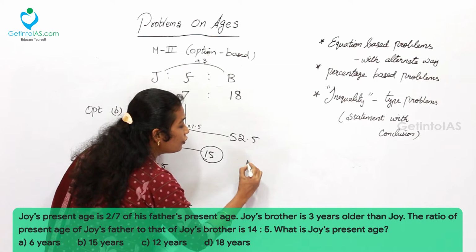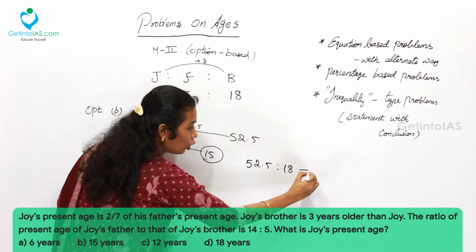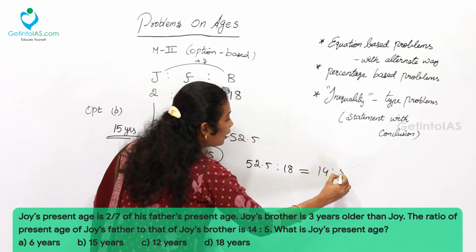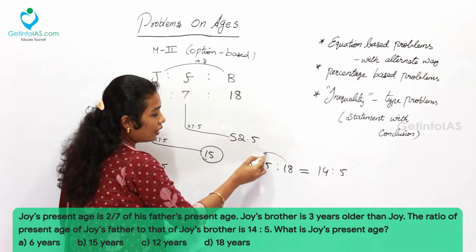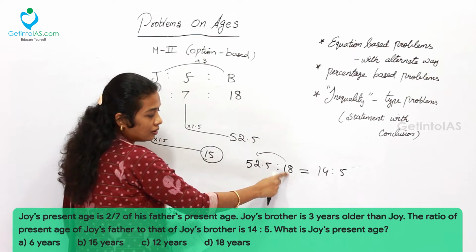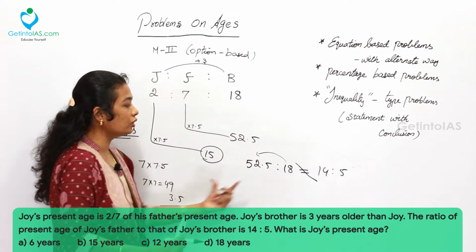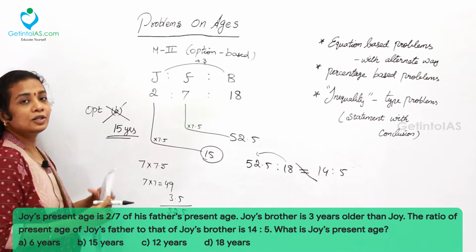Whether this 52.5 to 18 ratio is equal to the condition which is given, 14:5, or not. In such a way you will have to calculate. Here 18 into 3 is 54. Here this is 3 times, here 14:5, which is not equivalent to the ratio. So I am eliminating option B as it is ruled out.